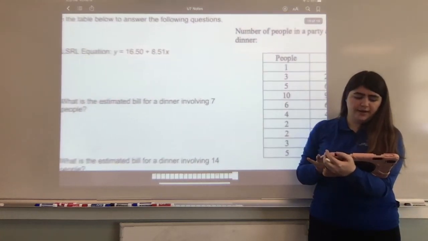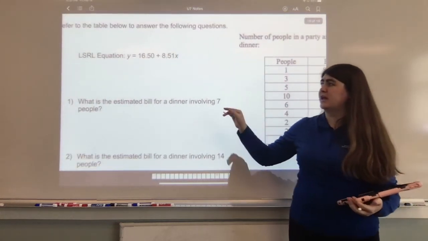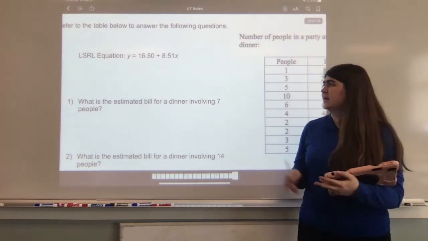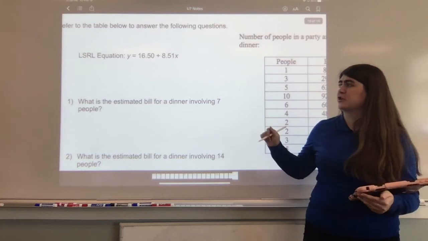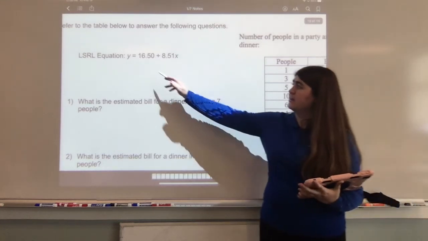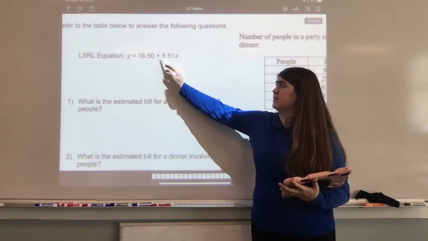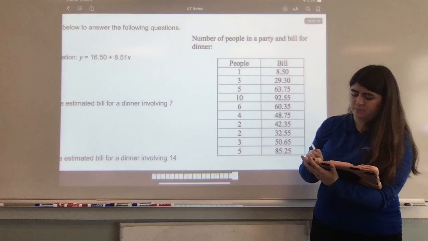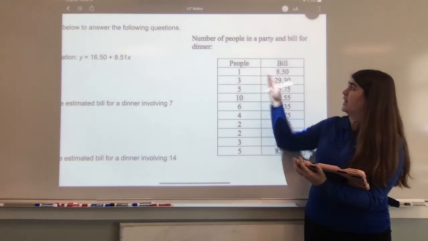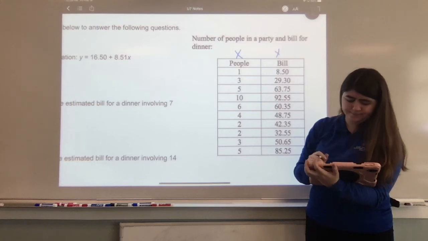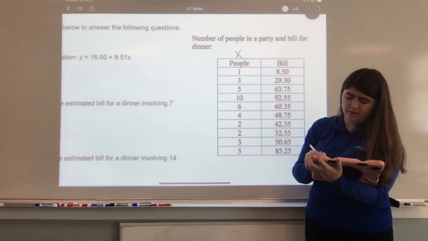Then we also have this LSRL equation. In other words, that is your regression line. It is the least squares regression line. That's what the LSRL stands for. And we have y is equal to 16.50 plus 8.51x. And just to clarify, that means that our people is our x and the bill is the y. So we have x and y. I'll rewrite that.